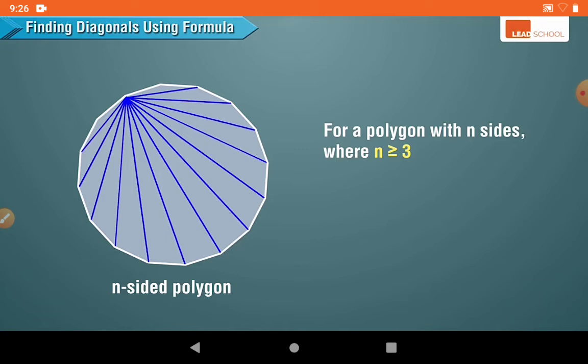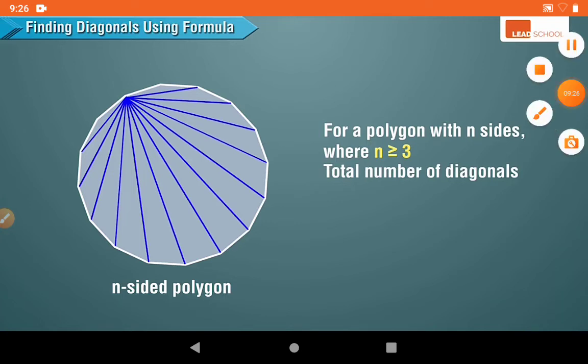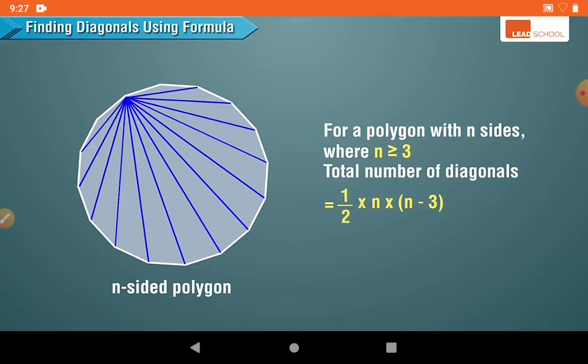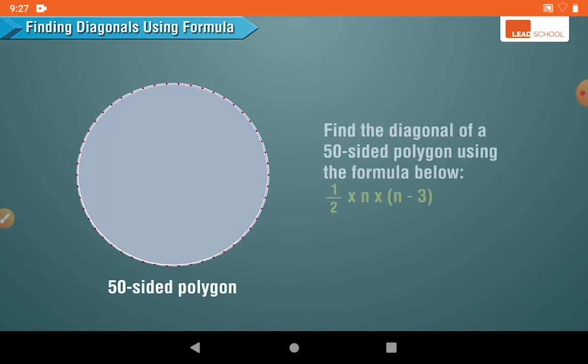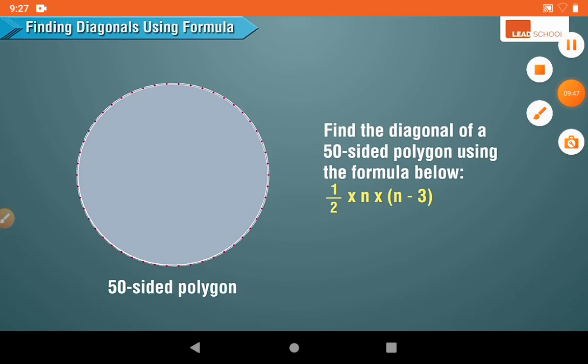So, the total number of diagonals from all vertices would be n times (n minus 3). But since the same diagonal connects two non-adjacent vertices, the actual number of diagonals would be half of n times (n minus 3). Now, use this formula to find the number of diagonals in a 50-sided polygon. You have 20 seconds to do this.